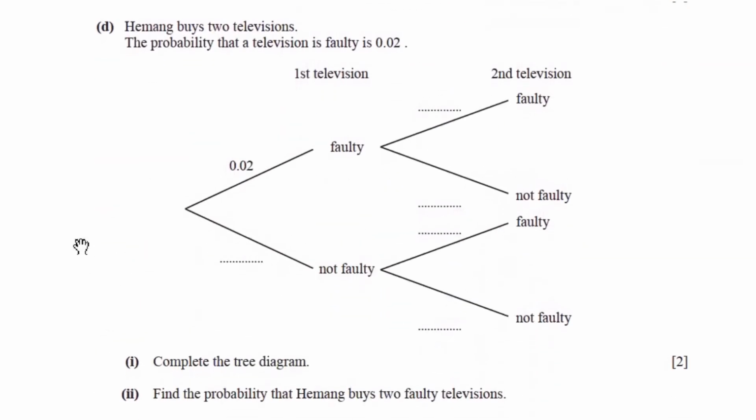Next part says, Hemming buys 2 televisions. The probability that the television is faulty is 0.02. So they've given us a probability tree diagram and they want us to complete it. So if the probability of a television being faulty is 0.02, that means the probability of it not being faulty will be 1 minus 0.02, which is going to be 0.98.